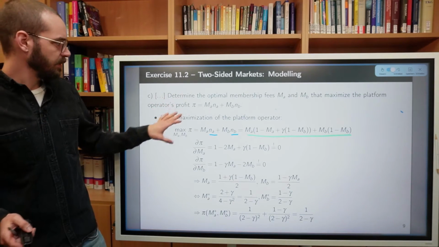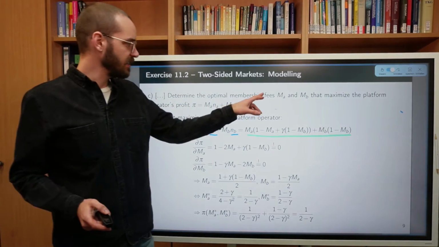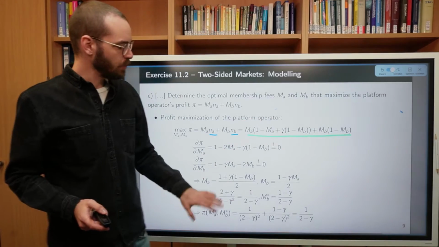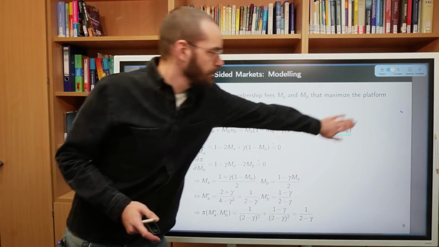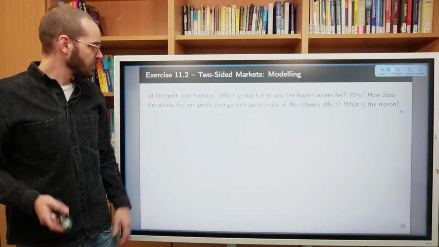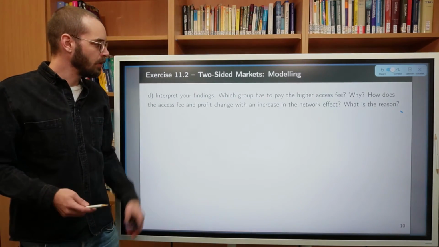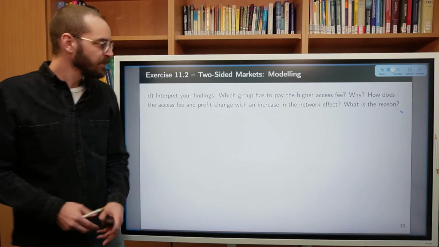Right, exactly. Yeah, we were asked to find these optimal membership fees. We did that, and we were asked to calculate profits. We did that as well. All right, so let's move on to task D, where we are going to interpret these findings.